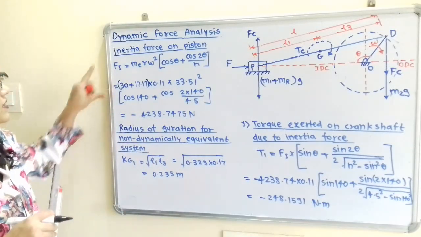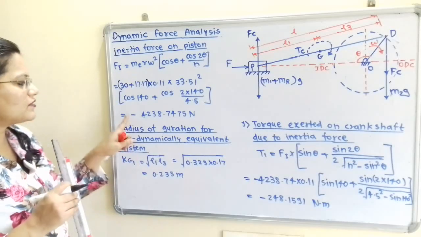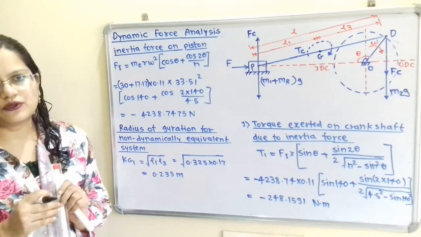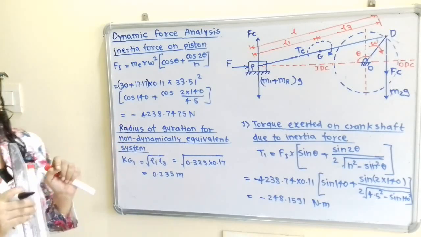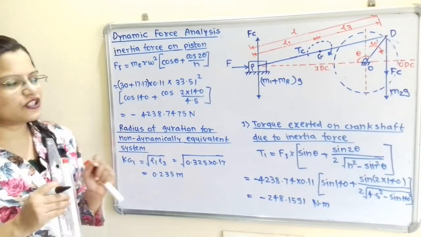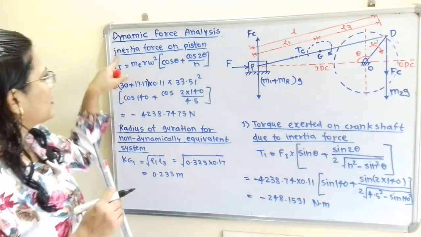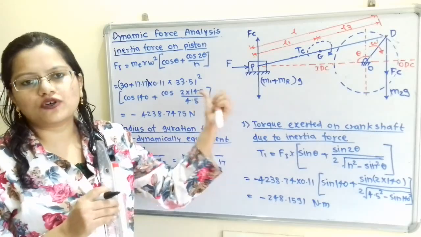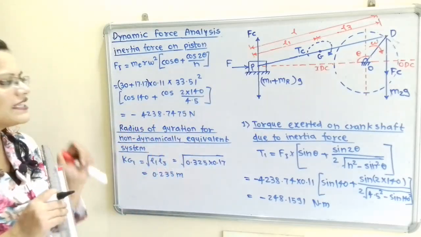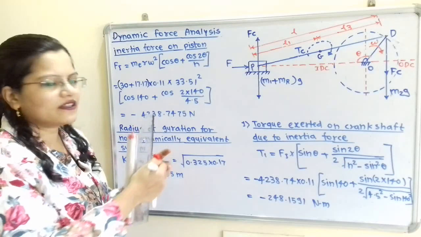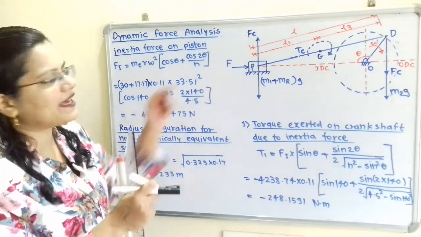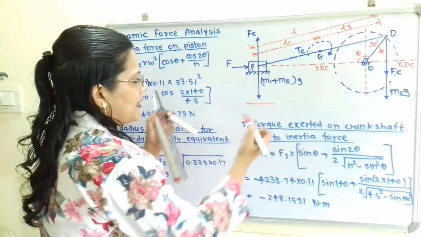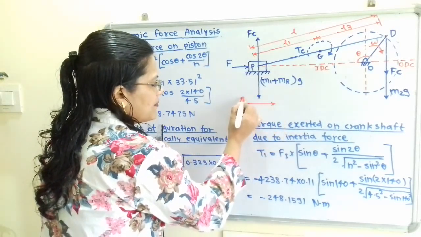So when we solve this, we will get the negative answer, that is minus 4238.7475 Newton. Because of this minus sign, where is the direction? This inertia force always acts in the opposite direction, that is, the direction should be left hand side, but the answer is negative. So we have to show here the direction towards the same direction as the piston force. So I will show here the direction of Fi, that is in the same direction.